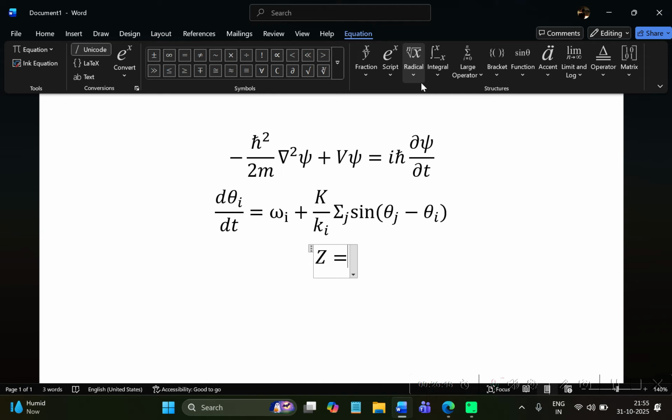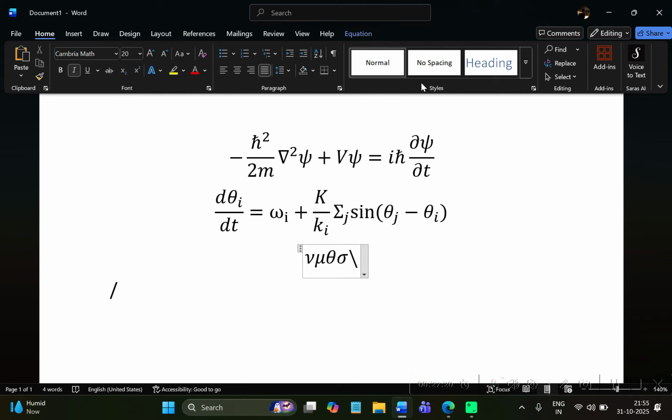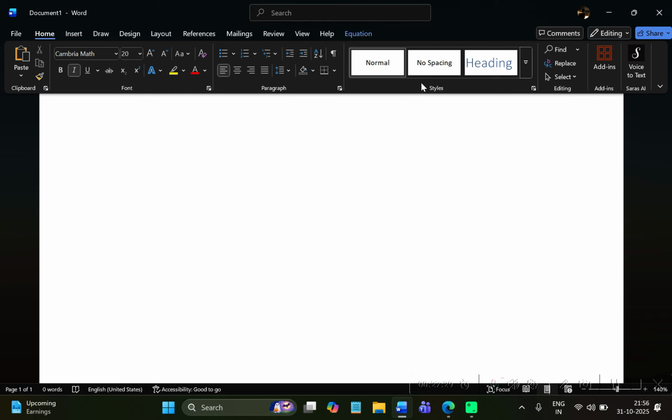If I could just show you a lot of symbols, and maybe you could suggest an equation which contains a lot of symbols, we could just try random nonsense. For instance, this is nu, this is mu, this is theta, this is sigma, this is lambda, this is alpha, this is beta, this is gamma. So it all works. It's not difficult.